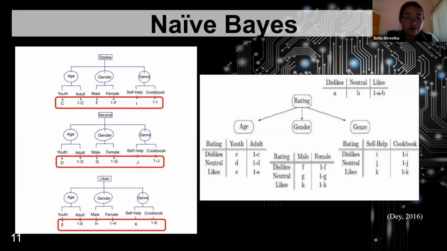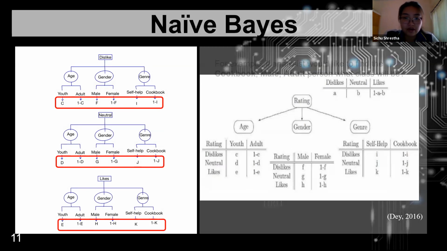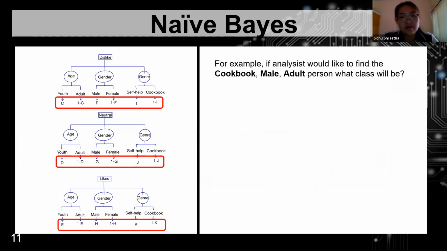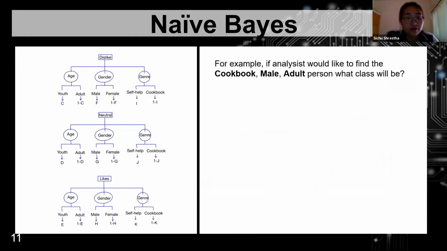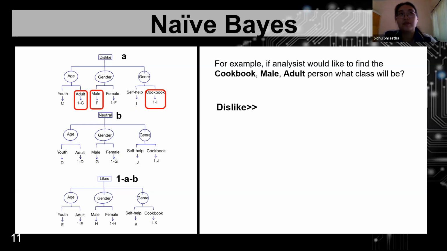So now how can we use Naive Bayes? For example, if an analyst would like to find the class of a cookbook, male and adult person, what class will it be? I will calculate each class to find the one with the most value to be the class.